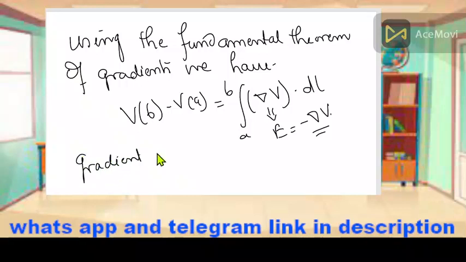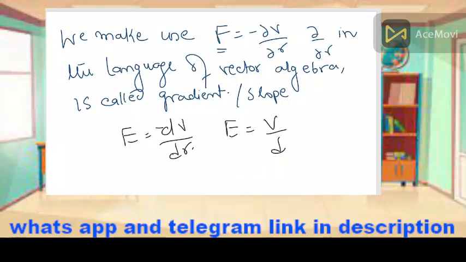Gradient of V is the electric field. Gradient means slope of the potential. This is what you have to define from now onwards when you are studying electromagnetic theory. So I think I am clear enough.